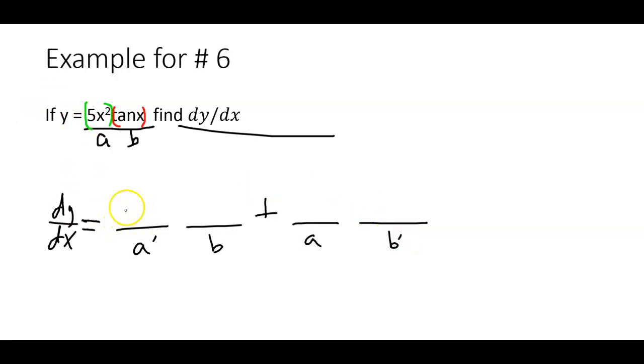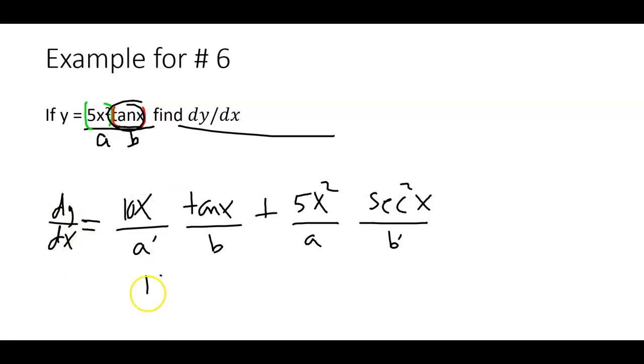Here we go. So we have A prime, which is going to be the derivative of 5x squared, that's 10x. And then we have tan x, which goes here. And then we have A, which is 5x squared. And then B prime, the derivative of tangent is secant squared x. And that's probably going to be good enough for this problem. So if you were to write it out without all the extra bells and whistles on there, it looks something like this.